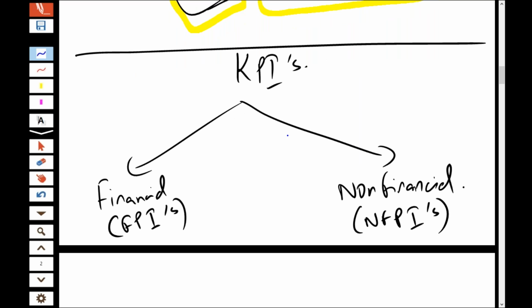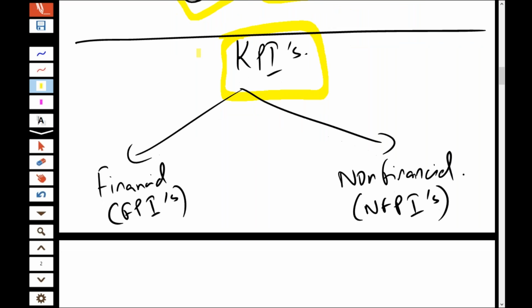Now, when we try to measure the performance, let me repeat, we talk about the KPIs, the key performance indicators. So how exactly can you measure the performance of an organization? The performance of the organization could be measured using the financial performance indicators and using the non-financial performance indicators.